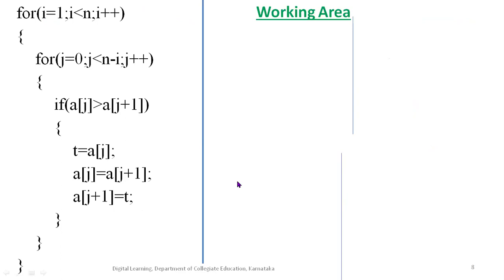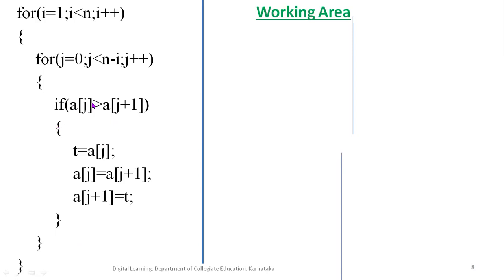Okay. Now the logic of the bubble sort is: for i equal to 1, i less than n, i plus plus, and inside the i loop, we have the j loop. So j equal to 0, j less than n minus i, j plus plus. And inside the j loop, we have a decision making statement. So if a of j is greater than a of j plus 1, then swapping of the two elements will happen. Otherwise, it will continue with the j loop.